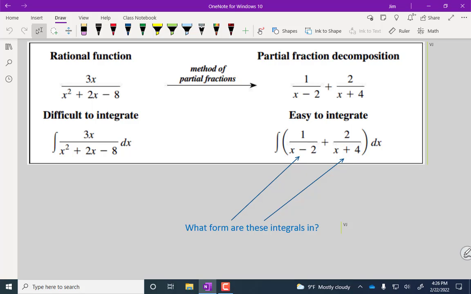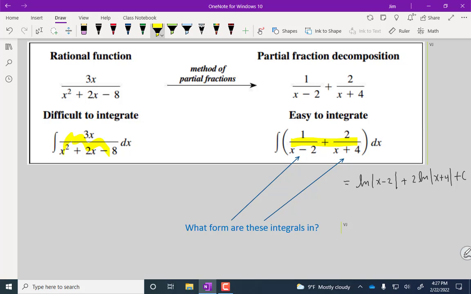What form are these in? Natural logs. Those both are natural logs. This is going to be natural log absolute x minus 2 plus 2 times natural log of absolute x plus 4 plus c. You can do some combining if you want, but that's easy to integrate. So if we could take stuff like this and rewrite it like that, we'd be golden. That's so much easier to integrate.